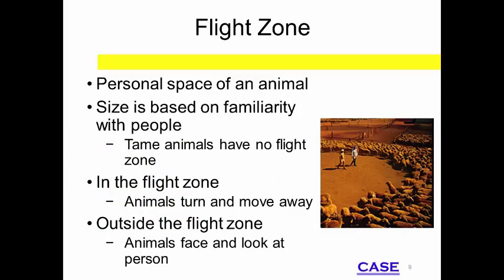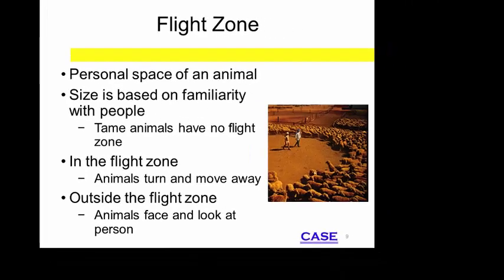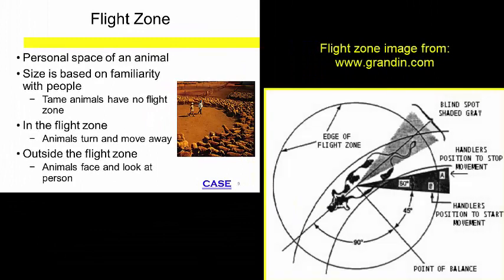The flight zone of an animal is a comfort space or bubble. Humans call it personal space. The size of a flight zone is dependent on the tameness of the animal. Very tame animals will have little to no flight zone and allow people to approach and touch them. Wild animals may have a very large flight zone and spook at the appearance or smell of other animals and people.